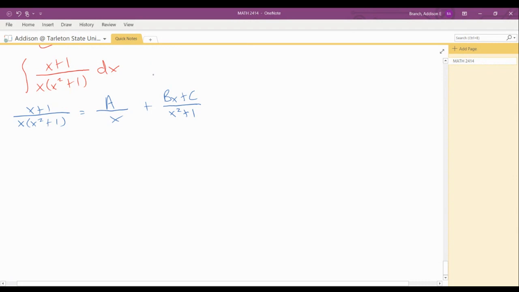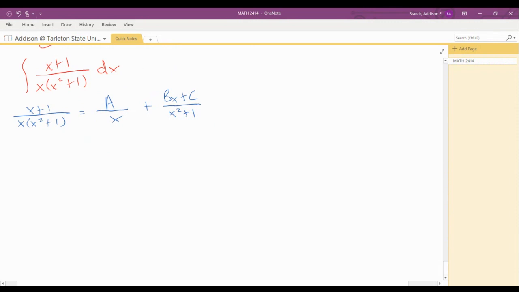Whenever you do partial fraction decomposition, if you have something linear in your denominator, your numerator has to be a constant. If you have a quadratic, then your numerator has to be at most linear. You may sometimes get a constant. You have to solve your decomposition to see for sure, but you know for a fact that linear is the highest power it can have. That is why we have Bx plus C.